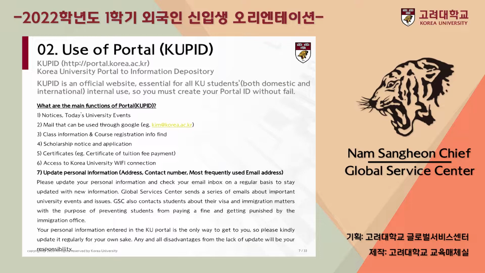It is our university's website that every Korea University student, both local Korean and international students, must register and create an ID on. Through KUPID, you can check important notices, academic calendars, apply for scholarships, update your personal information, and more. Also, once registered, your Korea University email account is created, so you can access your school email here and use our university's Wi-Fi if needed.